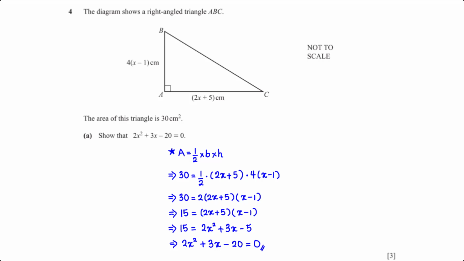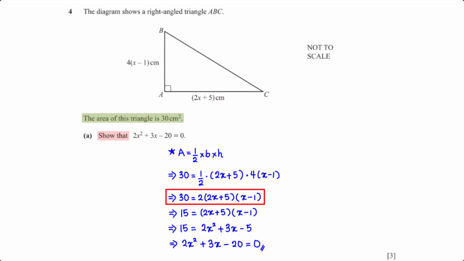The diagram shows a right-angled triangle ABC. The area of this triangle is 30 centimeters squared. Show that 2x squared plus 3x minus 20 equals 0. Here is the formula for the area of a triangle. We've been given the area of the triangle as 30 centimeters squared. The base b of the triangle is 2x plus 5 centimeters and the height h is 4 times (x minus 1) centimeters. On the right side of the equation, we see that half times 4 is 2.